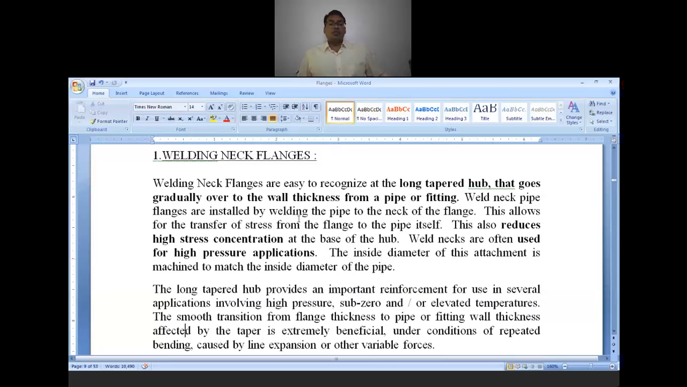Now these welded necks are often used for high pressure, high temperature applications, for corrosive fluids, flammable fluids, explosive fluids, where leakages and failures are not accepted. There I am going to provide these welded neck flanges.